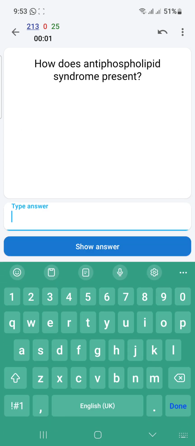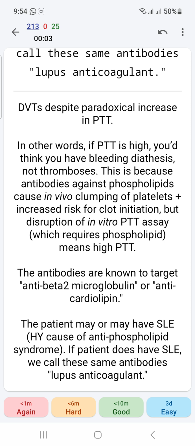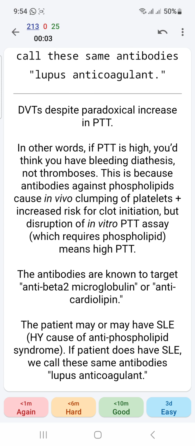Easy. How does the antiphospholipid syndrome present? DVTs despite paradoxical increase in PTT. In other words, if PTT is high, you think you have bleeding diathesis, not thrombosis. This is because antibodies against phospholipids cause in vivo clumping of the platelets and increased risk for clot initiation, but disruption of in vitro PTT assay which requires phospholipid means high PTT.